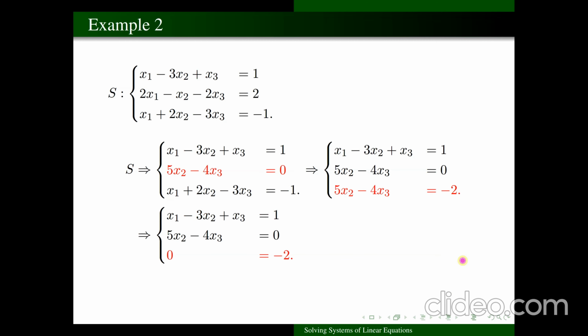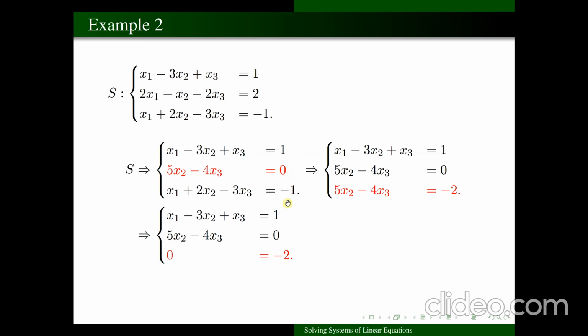Let's consider another system. So, applying the same idea, we make sure that in the first equation, the first variable, x1 in this case, has coefficient 1. So, okay. Then we use this equation to eliminate x1 in the second and third equations. So, to eliminate x1 in the second equation, we multiply -2 to the first equation and add it to the second equation. That will produce 5x2 minus 4x3 equals 0 as the new second equation.